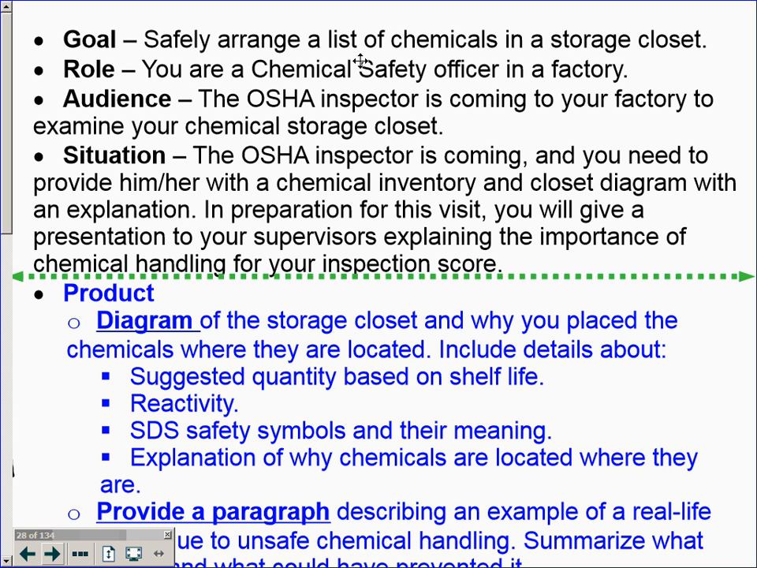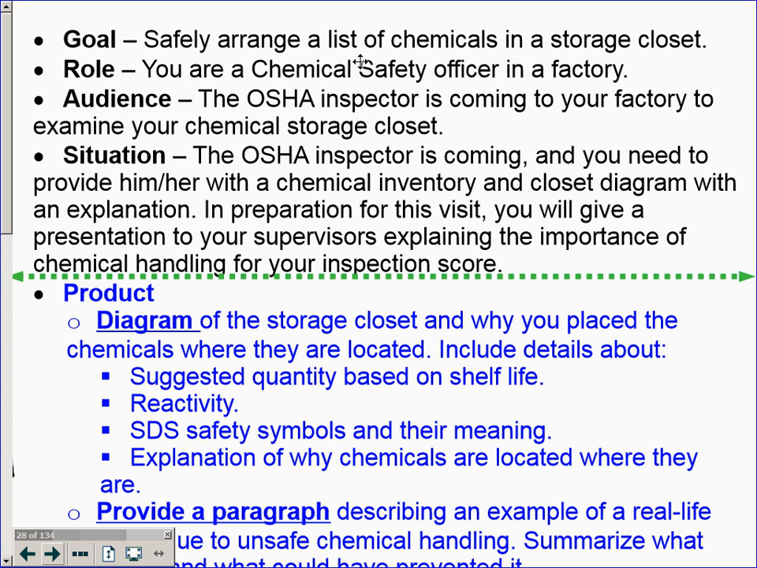It can be anywhere. Anything that's chemicals would have a safety officer. The audience, or who this would be given to, would be the OSHA inspector, someone who's coming in to vet you and say, are you doing the right thing? Are you putting chemicals in the right place? And are you going to try to avoid any catastrophes in your factory? The situation is they're coming to see you. You need to provide them with a chemical inventory and a diagram of a closet with where you're putting your chemicals. Because as you can imagine, would you want to put flammable things next to something that's easily going to catch on fire as well?